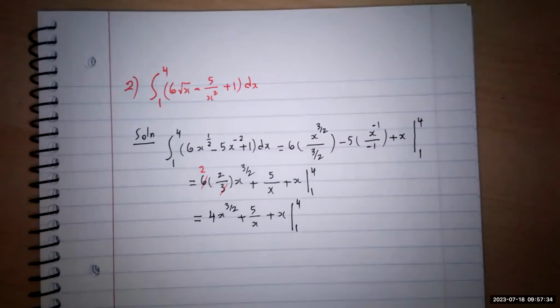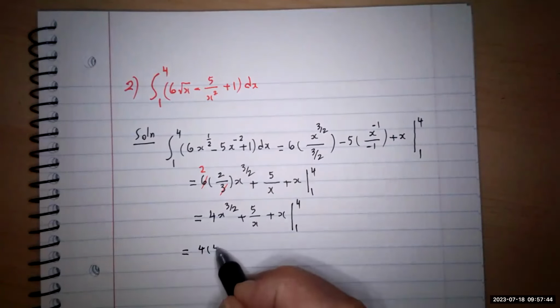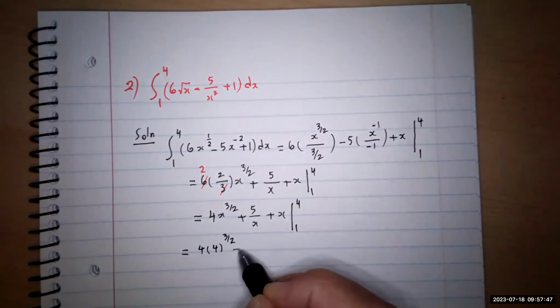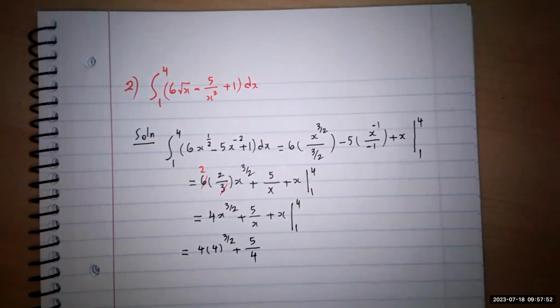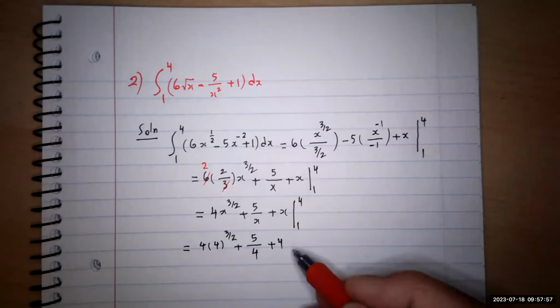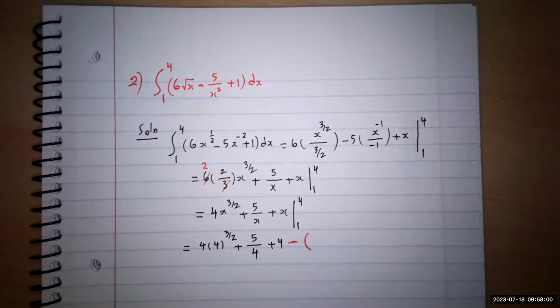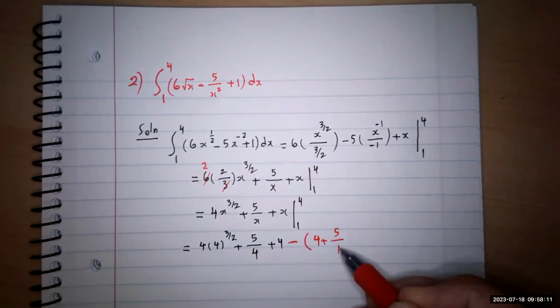Substitute. x equal to 4 first, minus x equal to 1. So it's going to be equal to, 4 first, 4 times 4 to the 3/2, plus 5 over x, but x is 4, plus x, x is 4, minus, open up the parentheses, repeat it for x equal to 1. x equal to 1, that gives just 4. And that gives just 5. It's going to be 5 over 1 and 1.